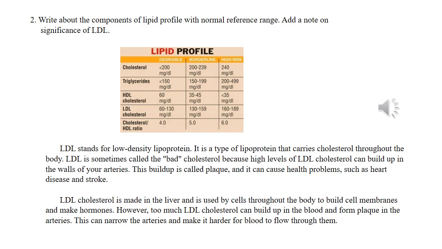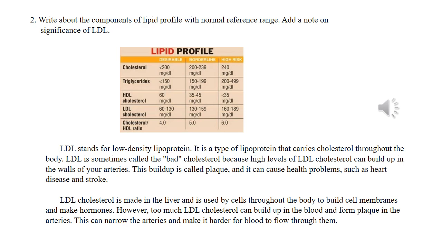Triglycerides, below 150 mg/dl. LDL stands for low density lipoprotein. It is a type of lipoprotein that carries cholesterol throughout the body. LDL is sometimes called the bad cholesterol because high levels of LDL cholesterol can build up in the walls of your arteries. This buildup is called plaque, and it can cause health problems, such as heart disease and stroke.